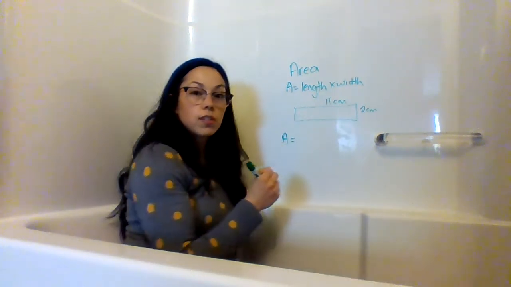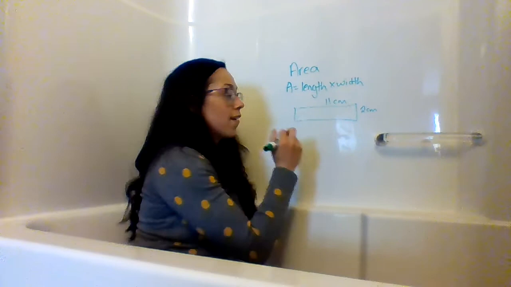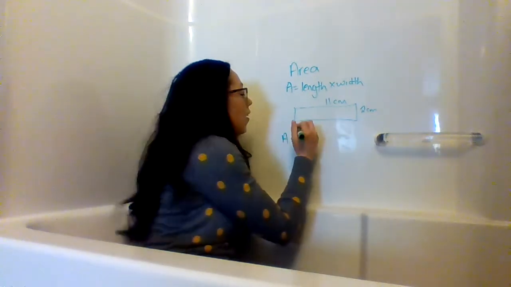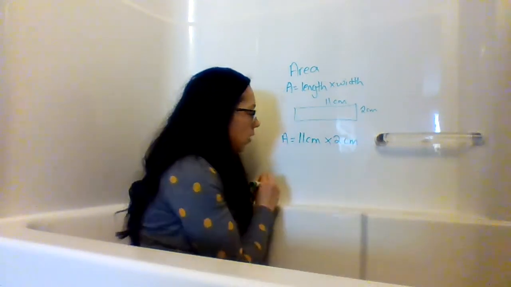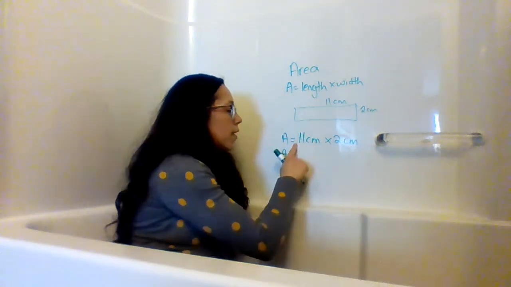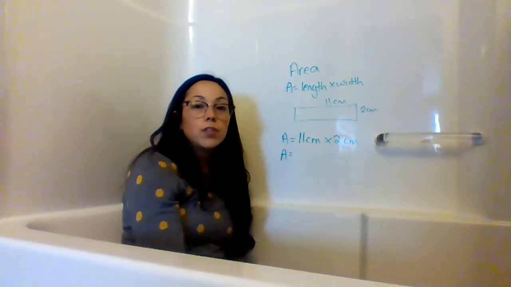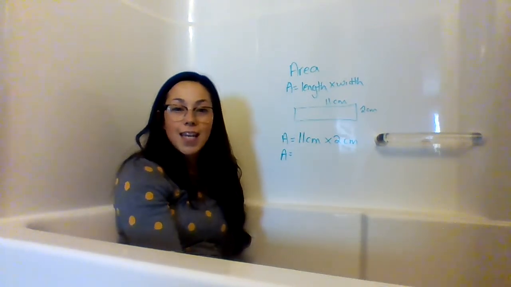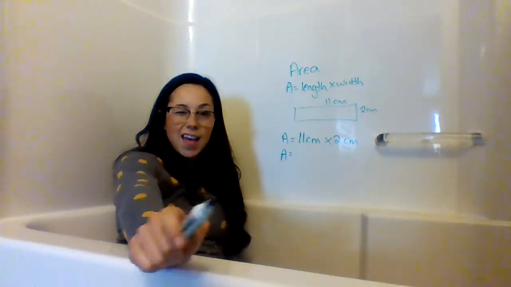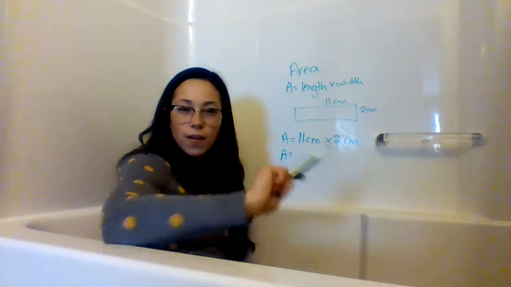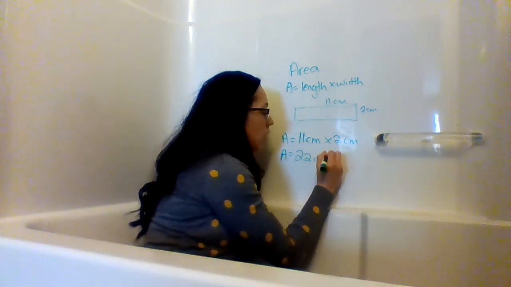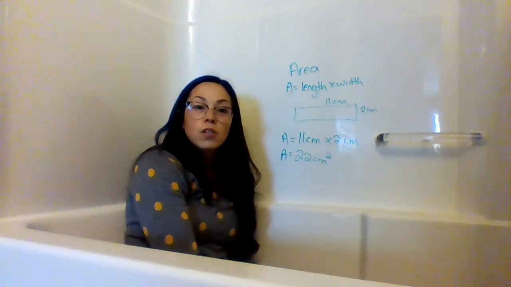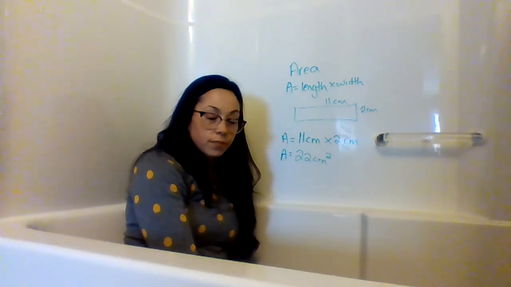Plug in those numbers. Get to stretch out my legs because I'm in my bathtub. 11 centimeters times 2 centimeters. Remember, anything times 11 is the same number doubled, so 11 times 2 centimeters is, good job, 22 centimeters squared. So that's a nice review of area.